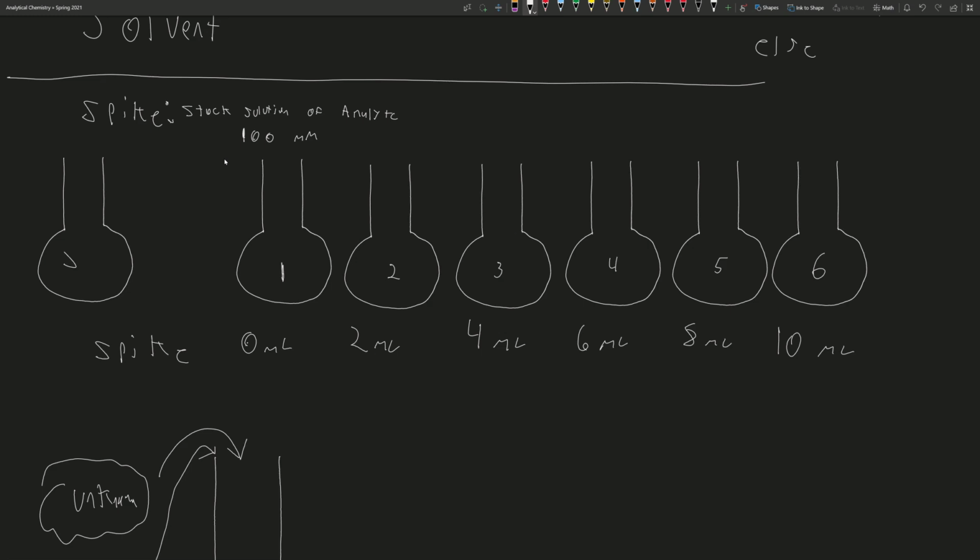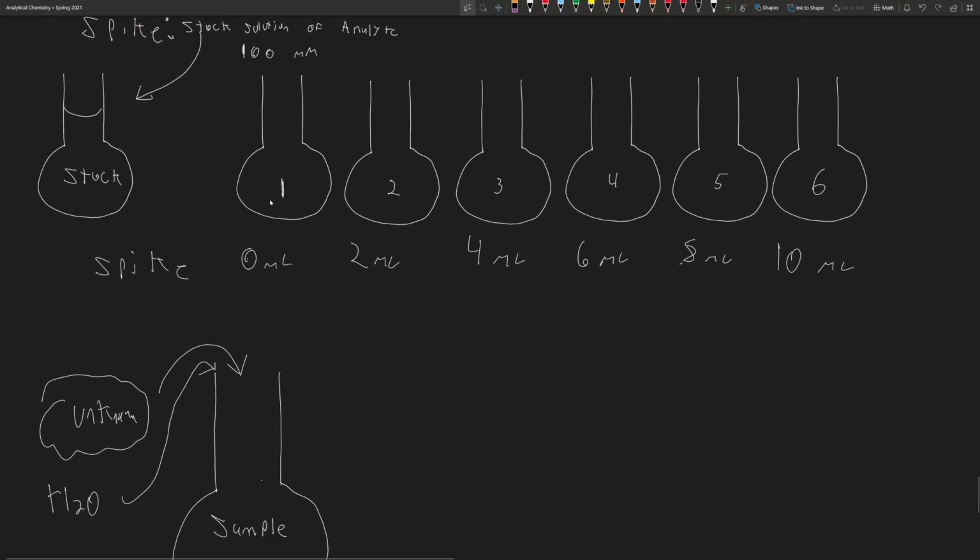Say this stock. So we're essentially going to take this stock, which has 100 millimolar of our analyte in it, and we are going to add 0, 2, 4, 6, 8, and 10 to these 6 different vials. We are then going to add our sample. And let's say we add 20, 20, 20, 20.